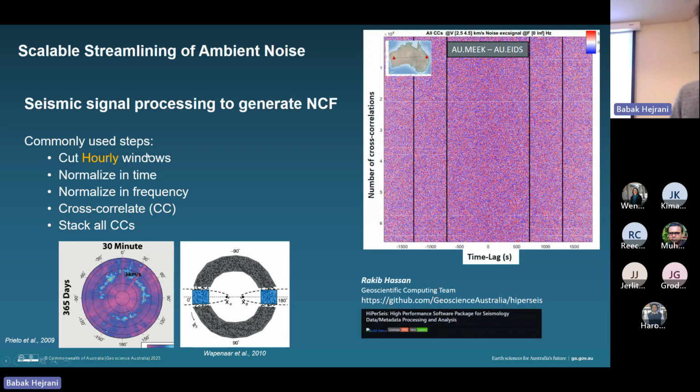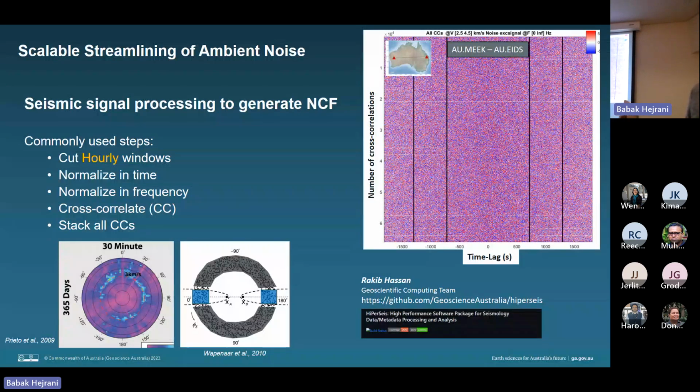When you cross-correlate hourly data, you will end up with something like this. On the x-axis, I'm showing you time. On the y-axis, I'm showing you the number of hourly cross-correlations. It's like a matrix presentation of hourly cross-correlations, and it goes all the way up to 60,000 of them. So 60,000 hourly cross-correlations between two stations will give you data like this. If you look at this, there's nothing in it. There's not much signal in that.